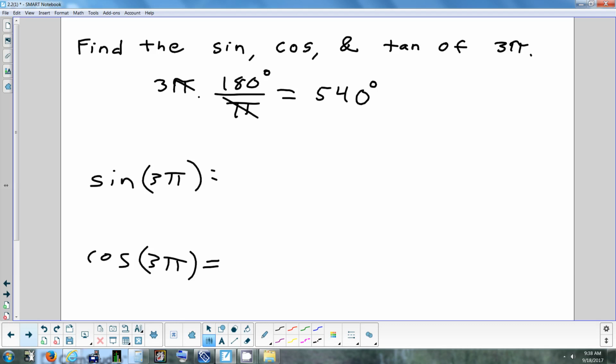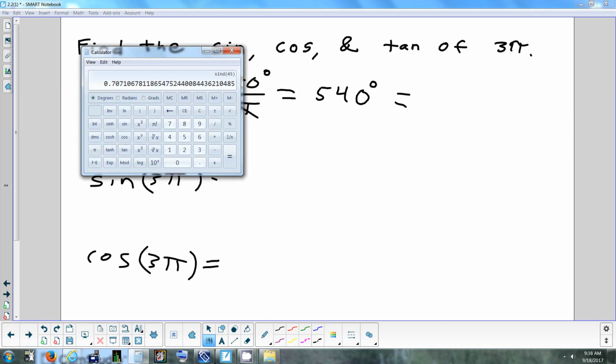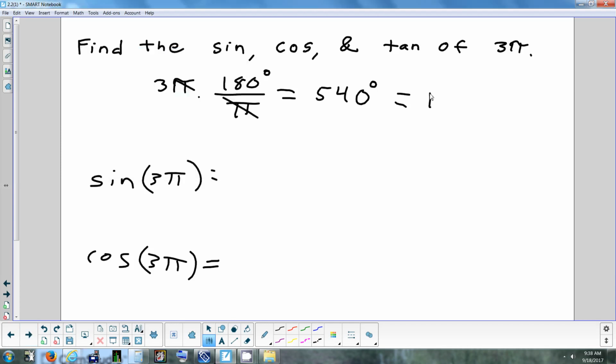Any thoughts about that angle, 540? It's a little big. So subtract 360. Yeah, we can subtract 360 from it to make it smaller. Minus 360, and we get 180. Now from here, it's going to be just like the last problem.